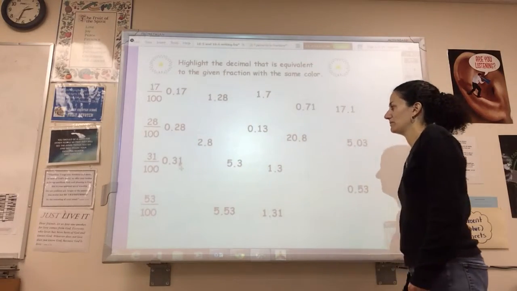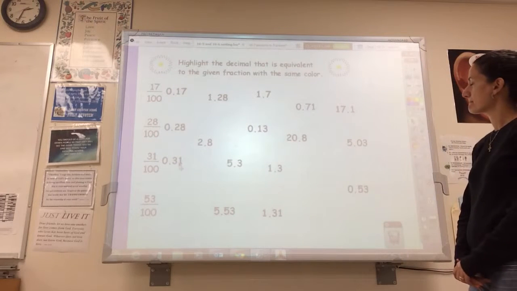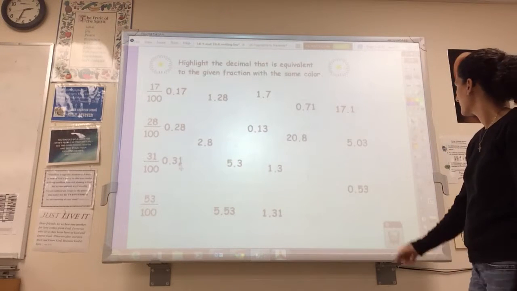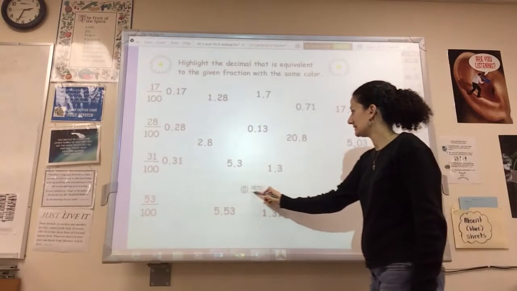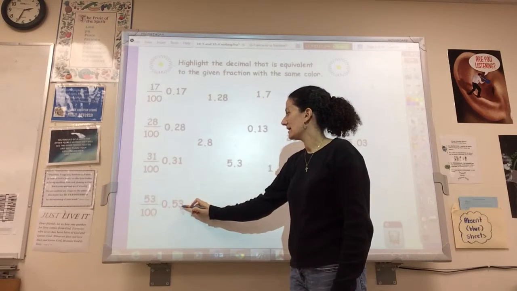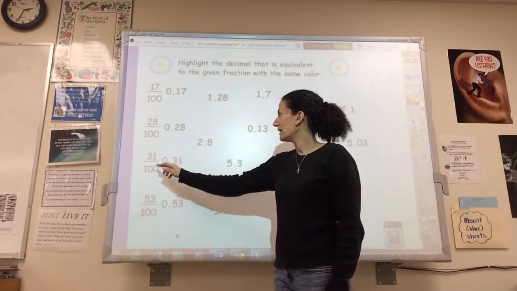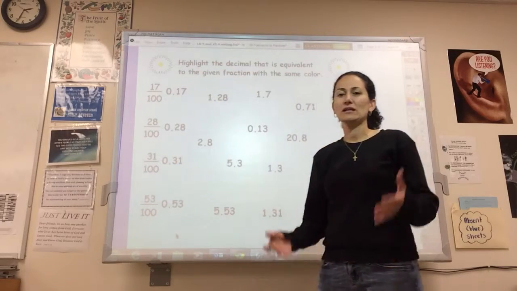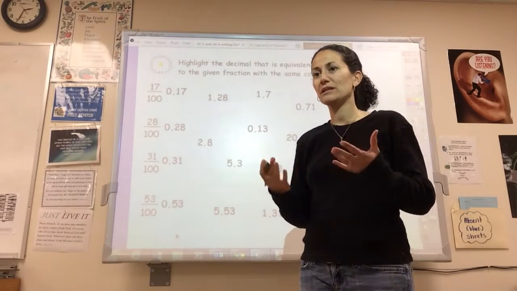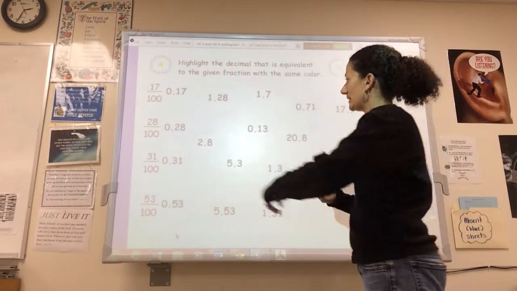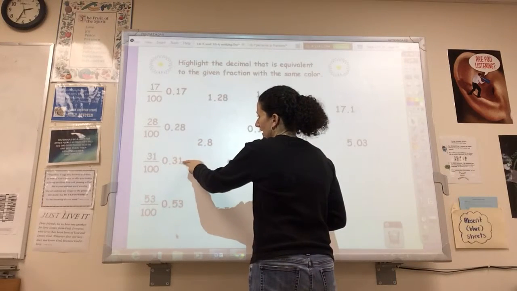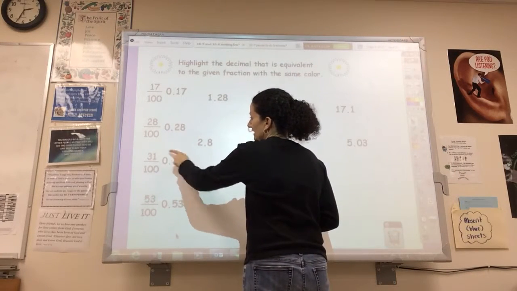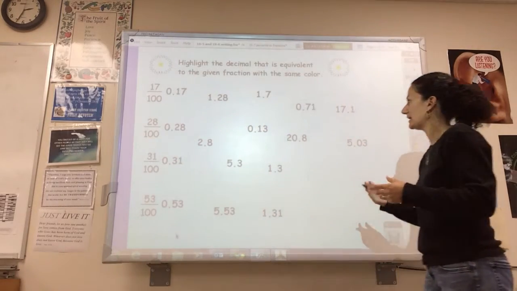The last one down here, try that one. 53 over 100. You got it. There it is. 0.53. So if you have 100 in the denominator of your fraction, writing the decimal is really super easy. You just write 0 for your whole and then make sure you put the last digit in the hundredths place. That easy.